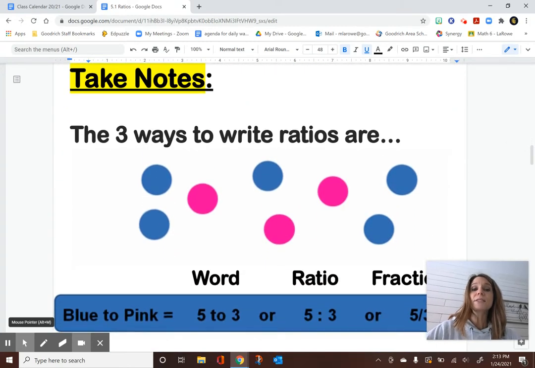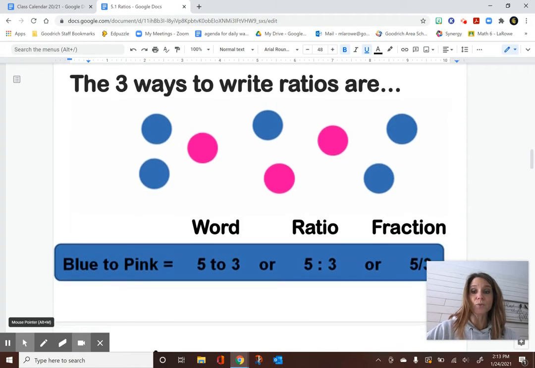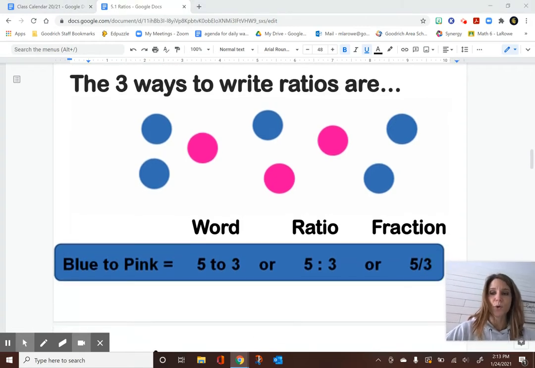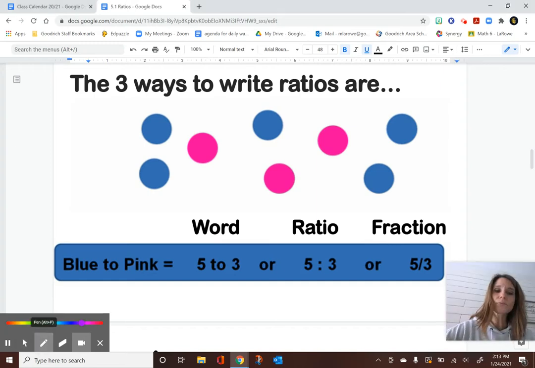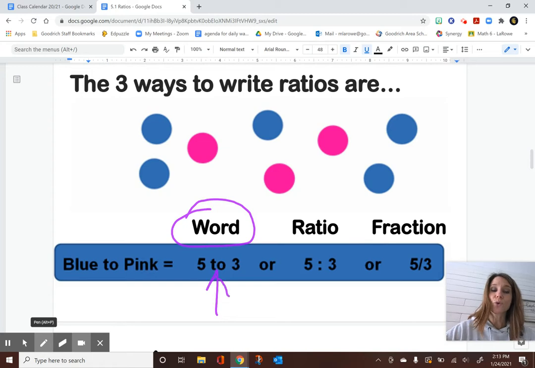There are 3 ways to write ratios, and I want you to take notes on these 3 ways because we're going to practice writing ratios all 3 ways. So, way number 1, you can write it in its word way. The word we use for ratios is the word to, T-O, because when we compare something, your score compared to my score, we use the word to. So, blue circles to pink circles is 5 blue to 3 pink. So it's a 5 to 3 comparison or a 5 to 3 ratio.